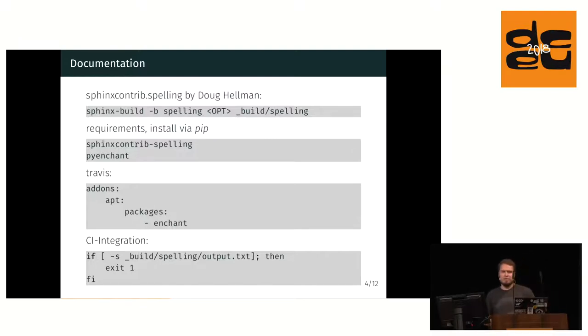Those are readily available. You can just add those two lines to your requirements.txt file or whatever. If you are using Travis, you can easily implement the Sphinx build by just adding the enchant package that is needed for PyEnchant in your Travis setup. And you can generally easily integrate it into your CI by just checking whether, after the build is done, the file output.txt in the directory _build/spelling does exist. And if it does, then you have some errors and you should go fix them. And if it does not, then everything is fine and you can just move on.